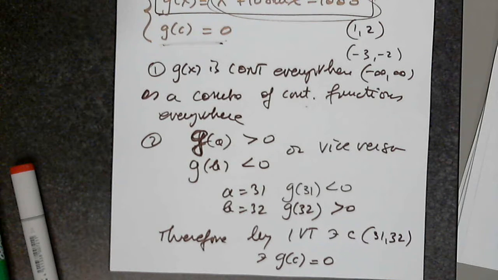However, if the function fails to be continuous, the intermediate value theorem is no help at all. So that's the bottom line. Continuous and changes sign, yes, there must be a number in there. But if it's not continuous, even if it changes sign, the intermediate value theorem is no help.